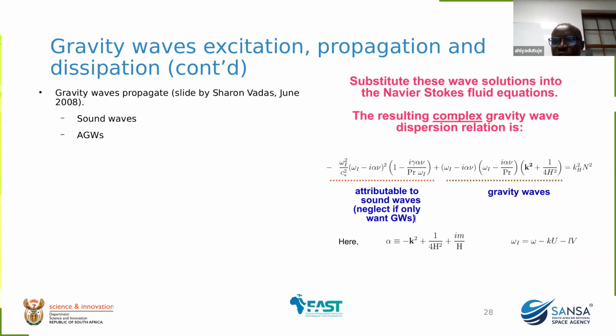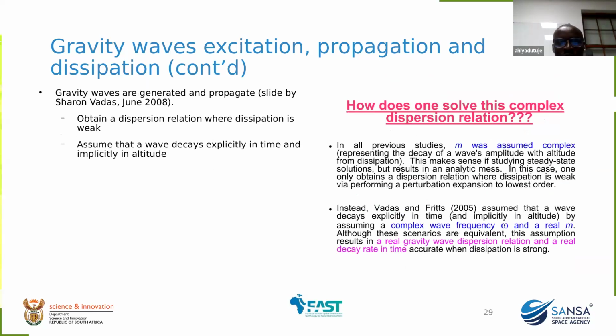Then you need to solve to get the dispersion relation, which is divided into two parts here. You have a sound wave and you have a gravity wave. You focus on this part because we are dealing with gravity waves, so you ignore the sound wave. And after getting that dispersion relation, you have to check where the dispersion is weak in the dispersion relation. And of course, you have to make some assumptions to make your calculation easier.